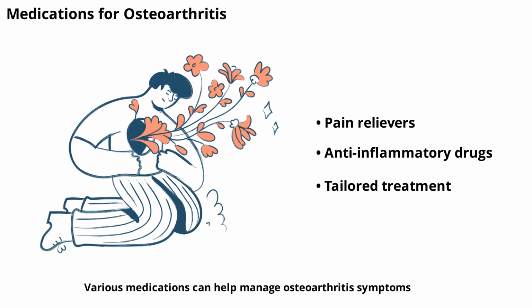Various medications can help manage osteoarthritis symptoms. Over-the-counter pain relievers, anti-inflammatory drugs, and topical creams are commonly used. In some cases, doctors may prescribe stronger medications or injections to reduce pain and inflammation. Medication plans are tailored to each individual's needs and stage of disease.